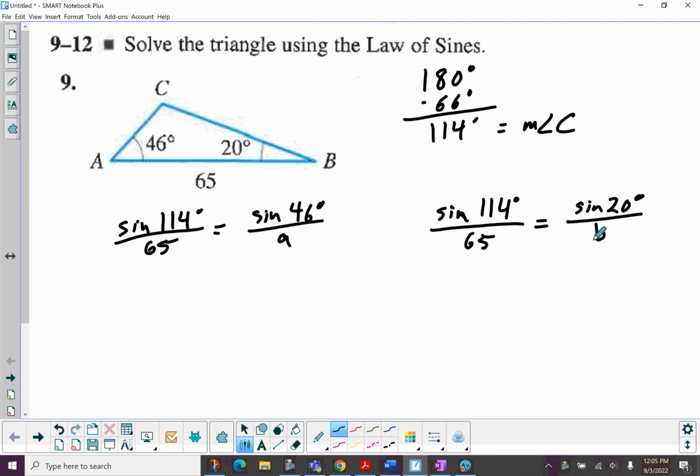So again, they're going to be solved in very similar fashions here. We can do the cross product, and then this will be A times the sine of 114 is equal to 65 times the sine of 46 degrees. But then I'll have to divide to get the length of side A by itself. Time for the calculator.